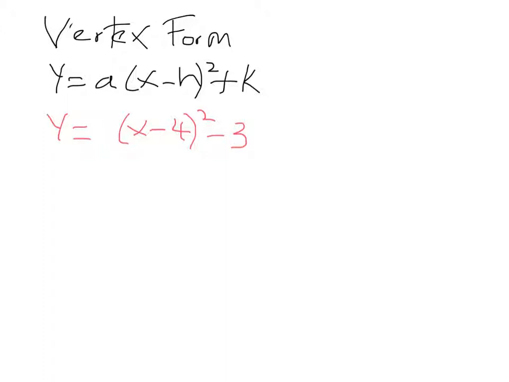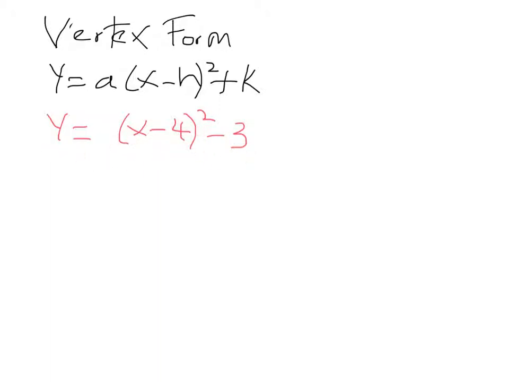Okay, so the first thing we need to know is that my general function for vertex form is y equals a(x minus h) to the second power plus k. Okay, right now I'm going to graph this example: y equals (x minus 4) squared minus 3.